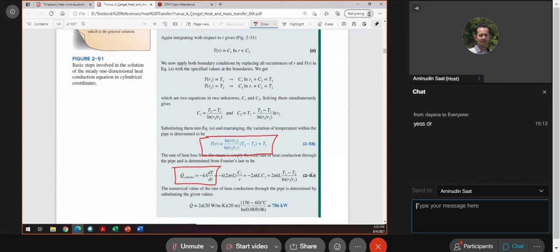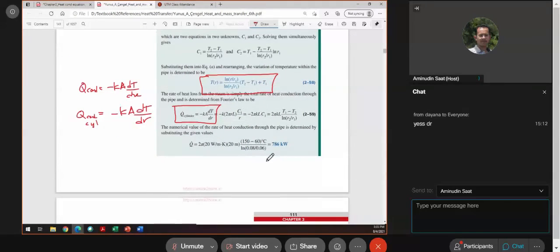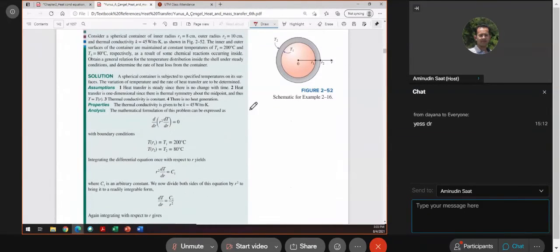by calculating negative kA dT/dr, not dT/dx. dx is only for the Cartesian coordinate. Q conduction equals negative kA dT/dx for the Cartesian. For the cylindrical conduction, negative kA dT over dr, because it's a function of radius. The same goes for the spherical.